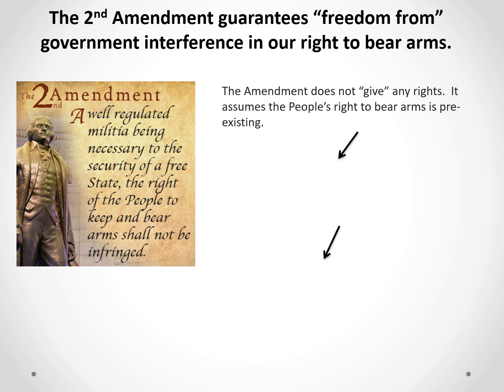Again, the amendment does not give us any rights. It assumes that the people's right to bear arms is pre-existing, part of our birthright as human beings. At the same time, just as we've seen with respect to freedom of religion and freedom of speech, there is kind of a balancing act involved when the government deals with the people's right to bear firearms. In the text of the Second Amendment, there are no conditions on the right to keep and bear arms. It just says the right of the people to keep and bear arms shall not be infringed.